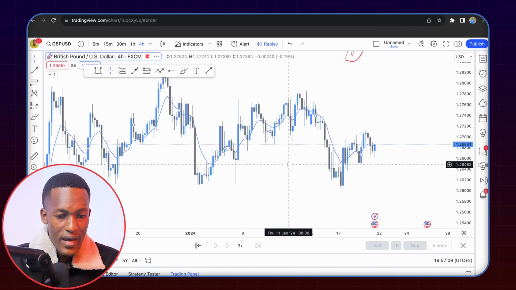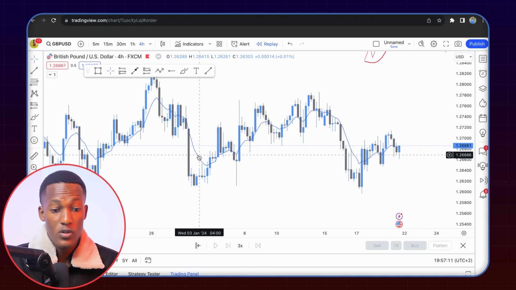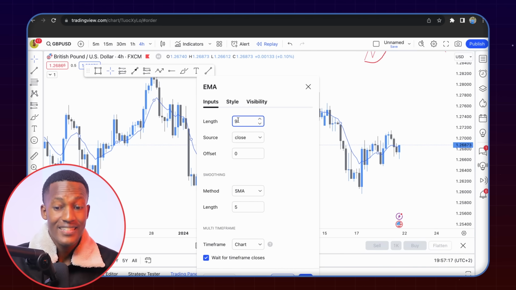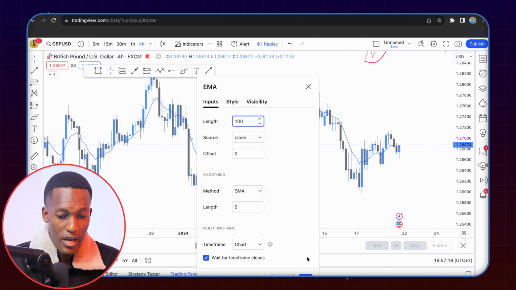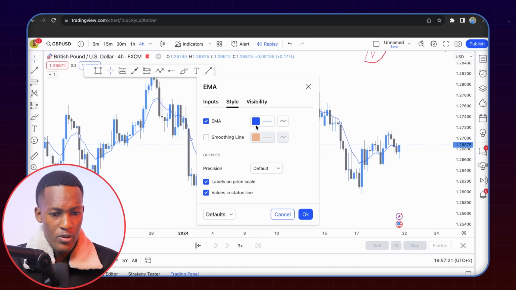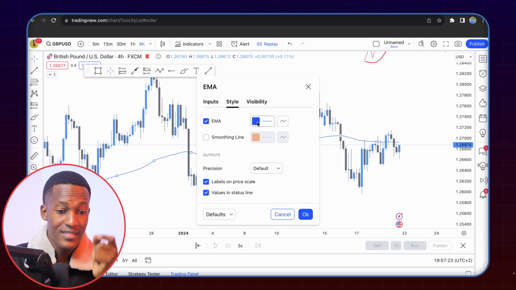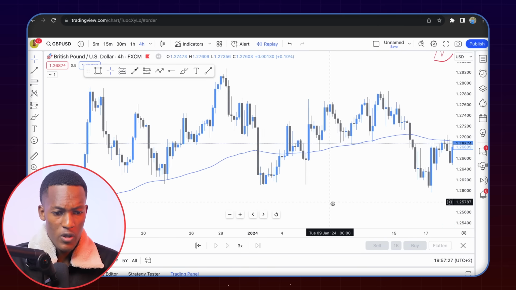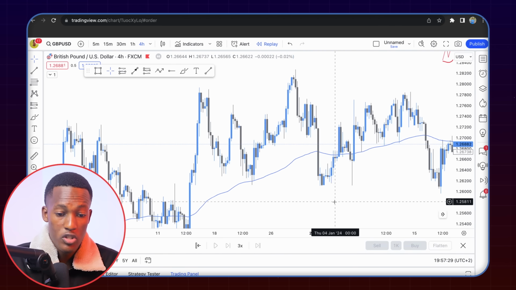Okay, so I'm just going to go ahead and click on the indicator because I want us to make a few changes. So double click on it and then come to the inputs. Just adjust the length to 100. Then for the color, you can decide to change it to any color of your choice, so you're able to easily read it. Okay, so here we go. Now we have the 100 moving average.